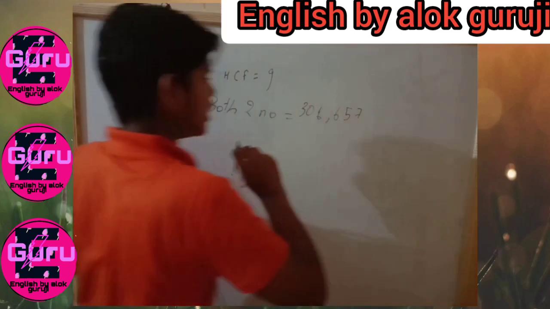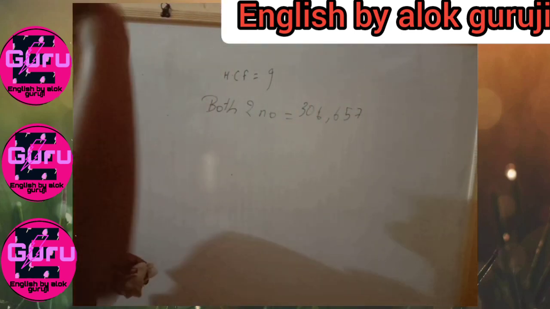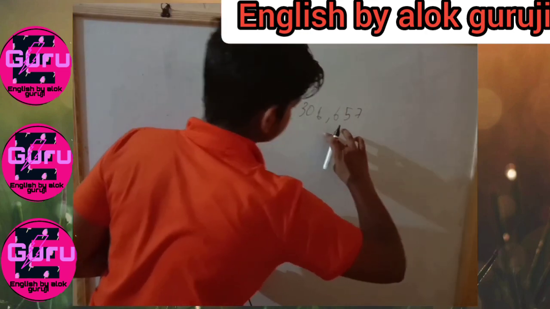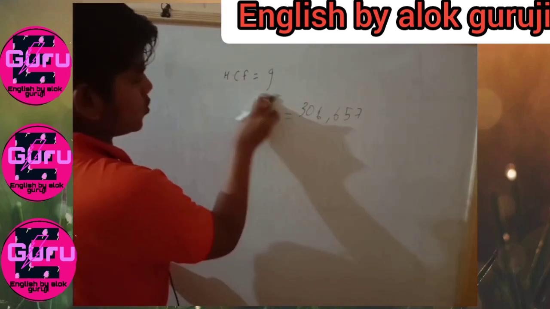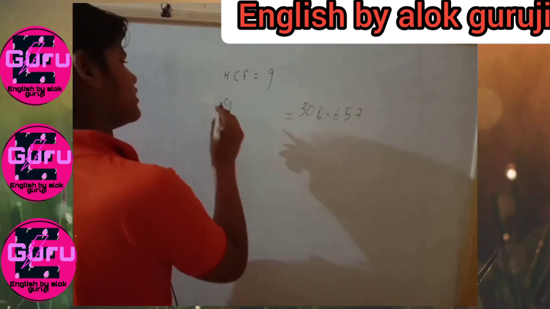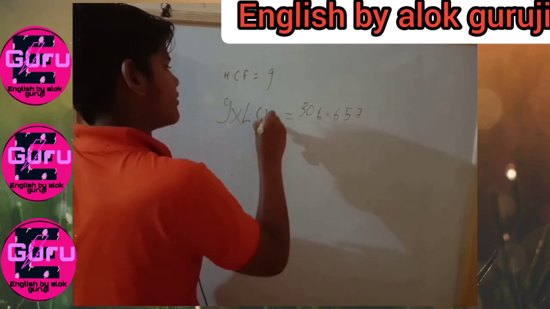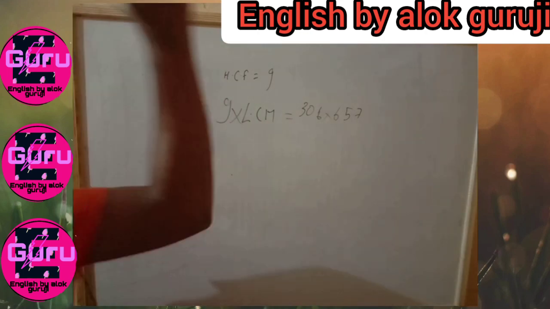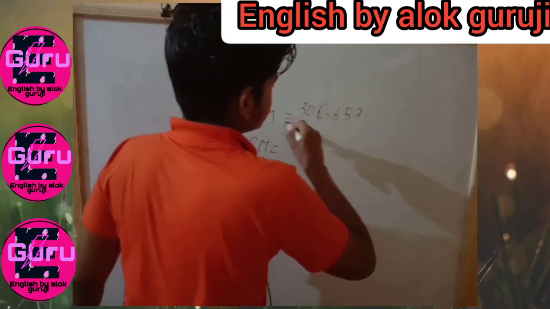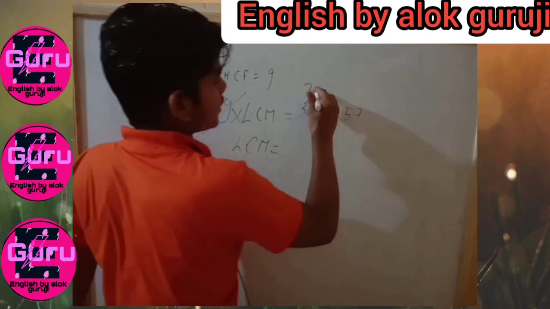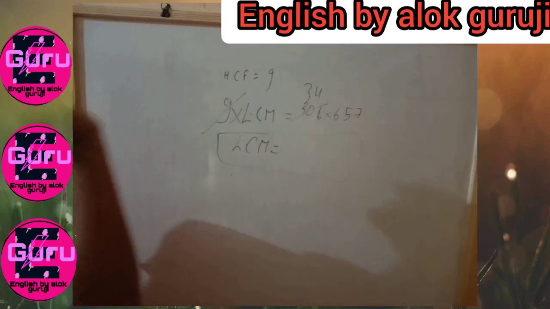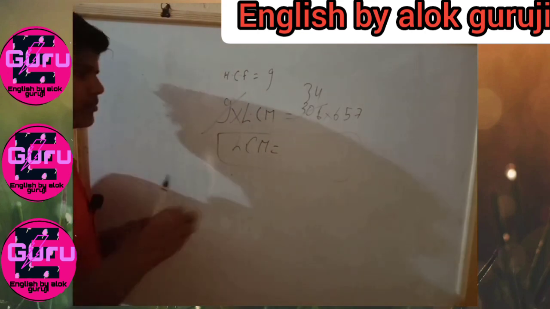I think you may know that the formula is HCF into LCM is equal to the product of this number and this number. Erase the comma, multiply it. 9 is given, but LCM is not given. Now how can you calculate it? Directly divide by 9. 9 3 is 27, 9 4 is 36, into 656. This is our required answer. I think you know how to multiply numbers, and this is our answer.